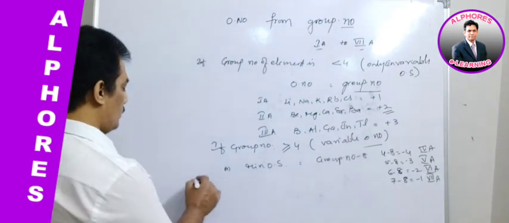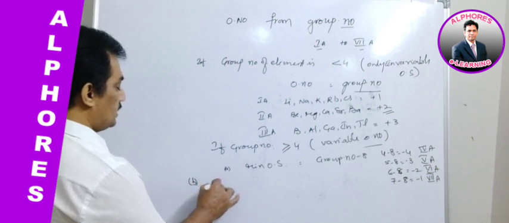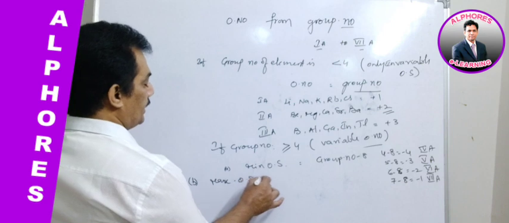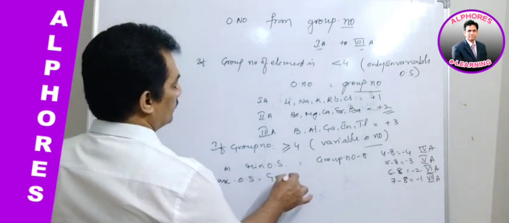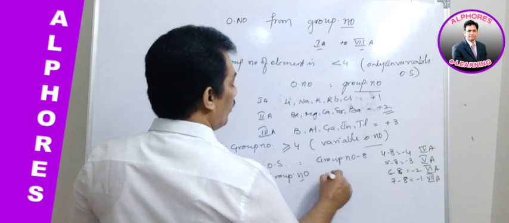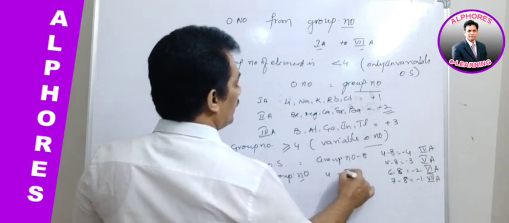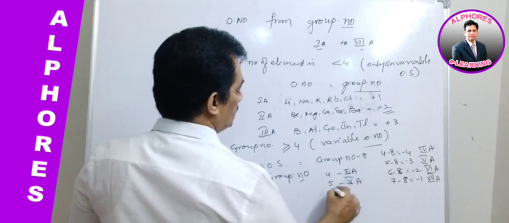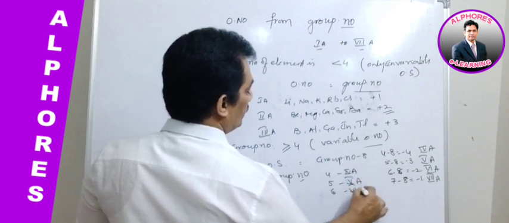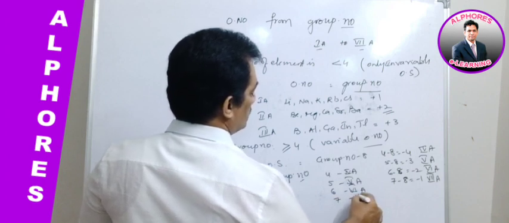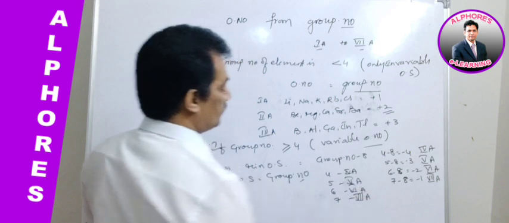Now coming to the maximum oxidation states. The maximum oxidation state is equal to the group number, so it is 4 for 4th A group, 5 for 5th A group, 6 for 6th A group, and 7 for 7th A group.